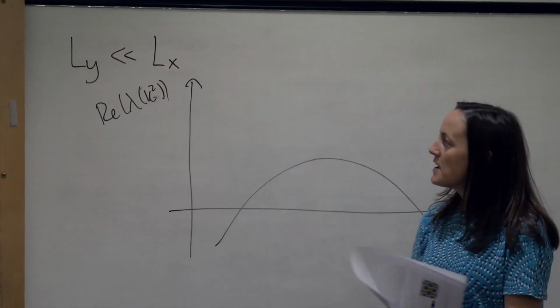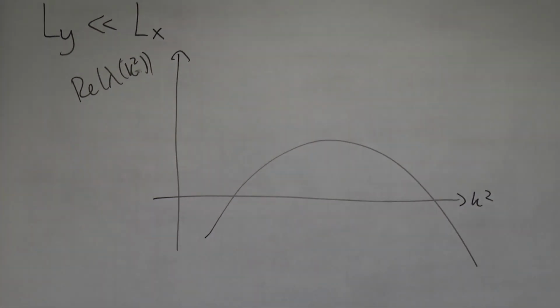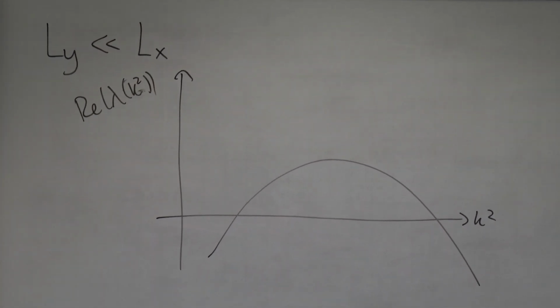Can anyone tell me, if Ly is tiny and Lx is a reasonable size, quite big, what might change about my pattern? Stripes. Someone said stripes? Can't see who it was, but yeah, cool. Well done. Okay, yeah, so I'm going to see stripes.